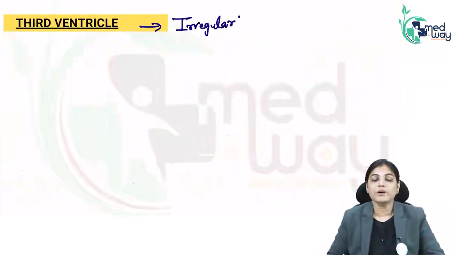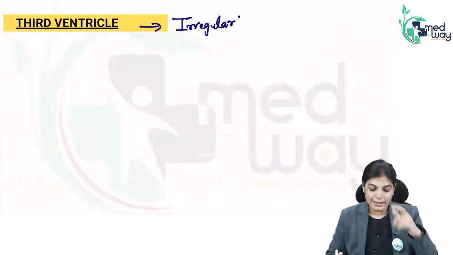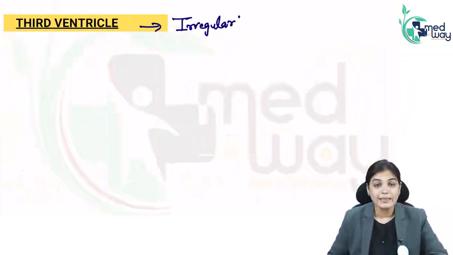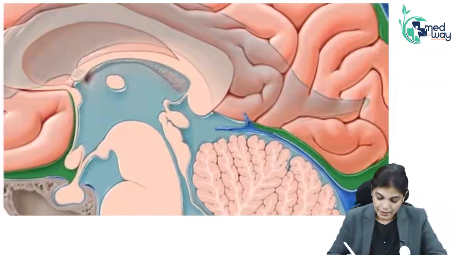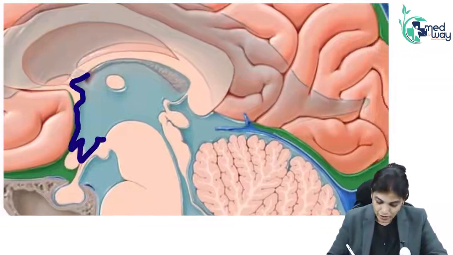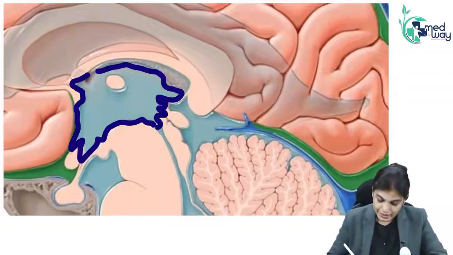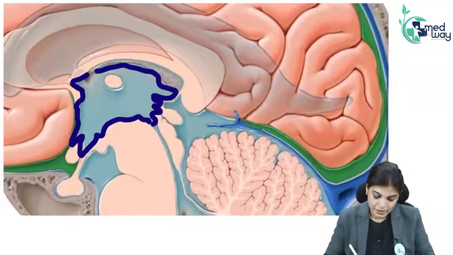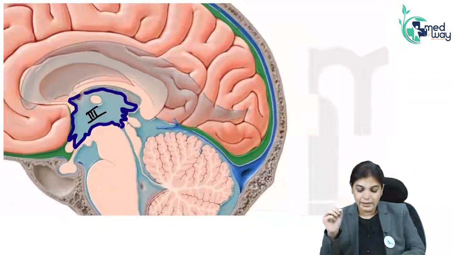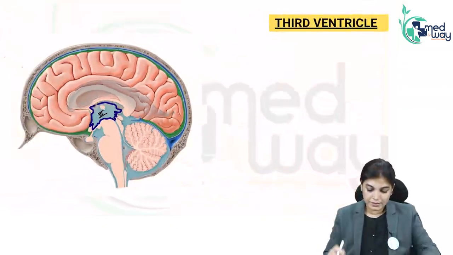Now what is very important for us to know is the boundaries and relations. So let's talk about the boundaries and relations. For that there is one image which will help you to understand. Here in this diagram, if I enlarge it, you can see very nicely the cavity which I am talking about. You can see this whole outline is very irregular. This is the third ventricle, the third ventricular cavity, and it is irregular.